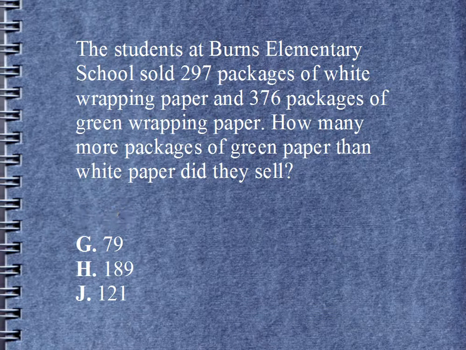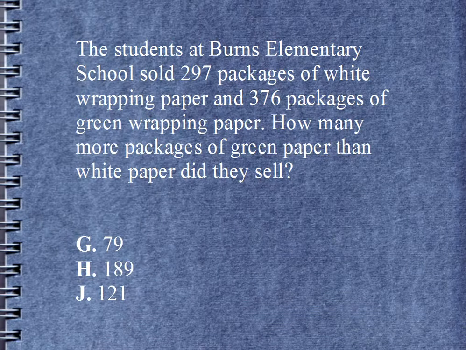Alright, I want to know if you said F. Well, unfortunately, you did not follow what the last one was, which was: did you solve for the correct question in the problem? The question in this case was, how many more packages of green paper than white paper did they sell? And how many more is indicative of subtraction, not addition. 673 is adding those two numbers together, not subtracting them. So we're going to take that one away.